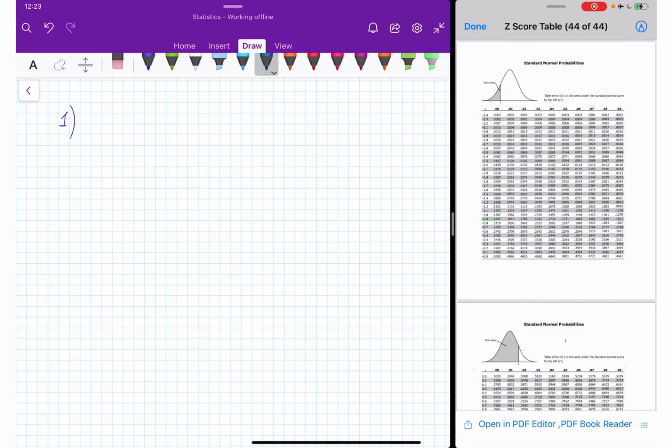Assume that a randomly selected subject is given a bone density test. Those test scores are normally distributed. So we have a normal distribution.